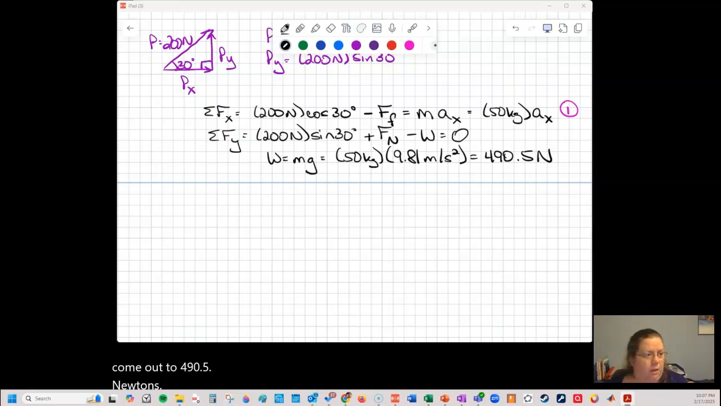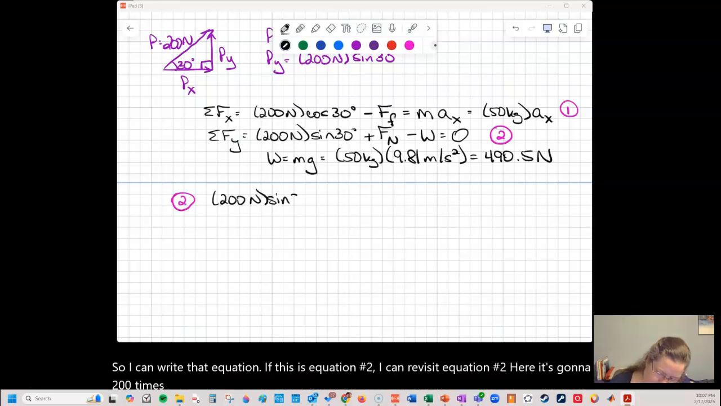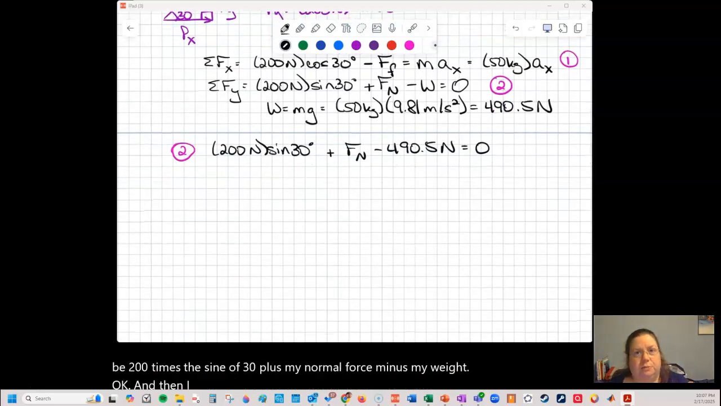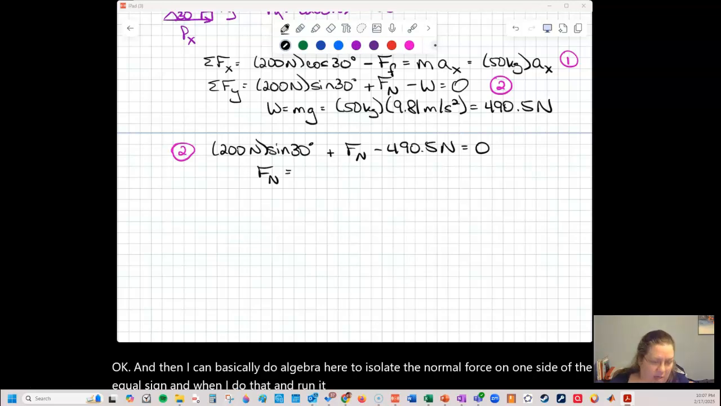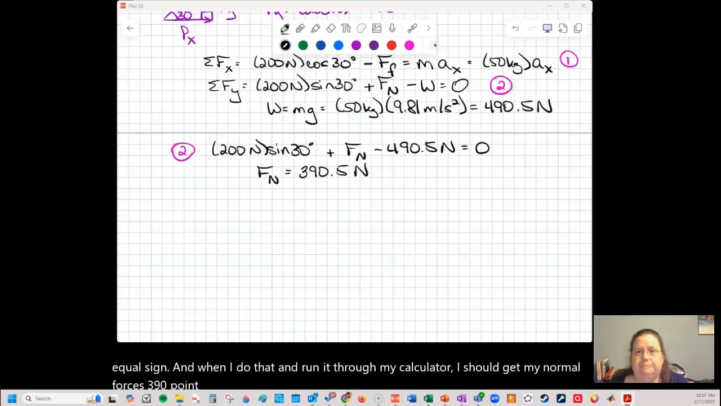Okay. So I can write that equation. If this is equation number 2, I can revisit equation number 2 here. It's going to be 200 times the sine of 30 plus my normal force minus my weight. Okay. And then I can basically do algebra here to isolate the normal force on one side of the equal sign. And when I do that and run it through my calculator, I should get my normal force is 390.5 newtons.